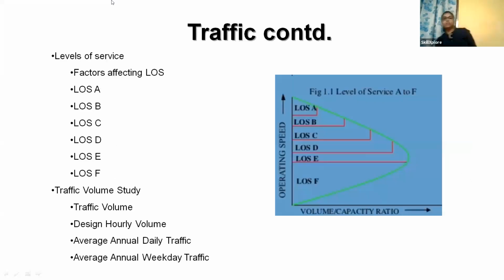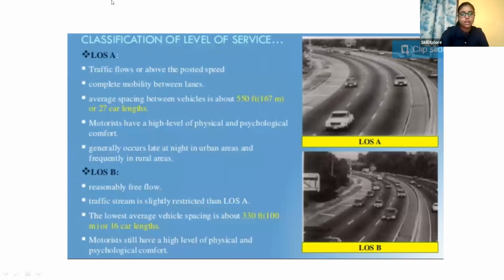And we'll see how level of service is introduced. The first is level of service A. Level of service A means that, as we can see in the figure itself, there is not much traffic. The vehicles can maneuver in whichever way they want. So the traffic flows at or above the posted speed, and complete mobility between the lanes is there. Such a level of service is known as level of service A.